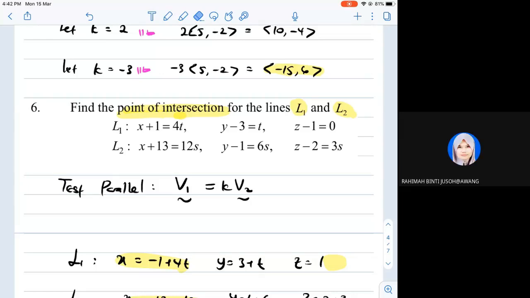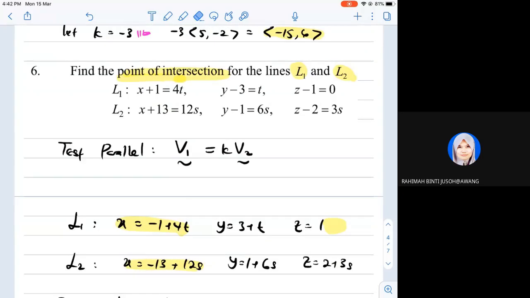Faham. Okay. So now find the point of intersection. Apa maksud point of intersection ni guys? You need to find coordinate. So nak cari coordinate x, y dengan z. So what we should do? Macam mana nak cari coordinate tu?